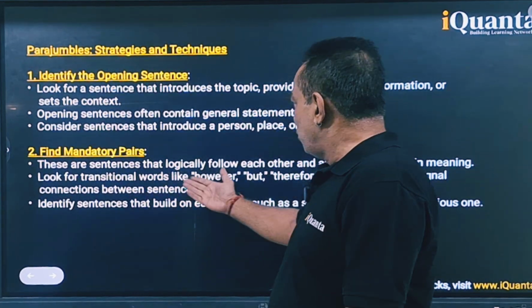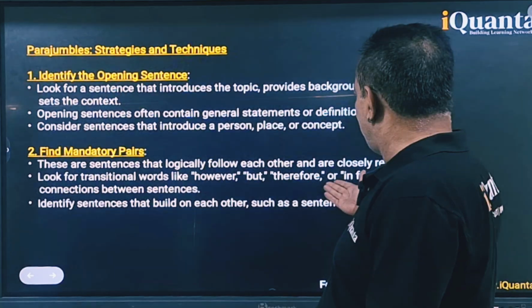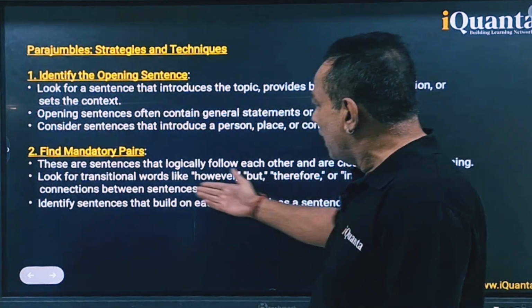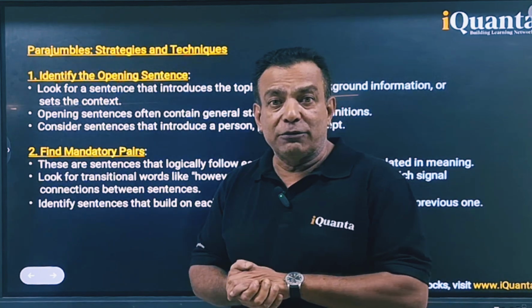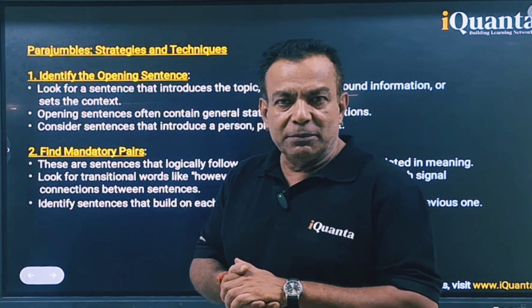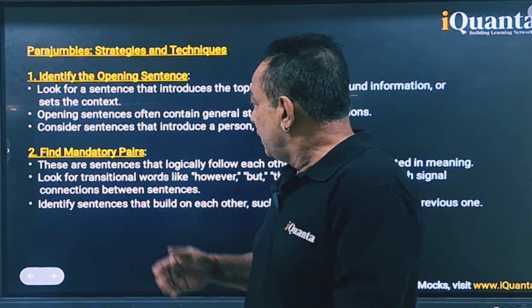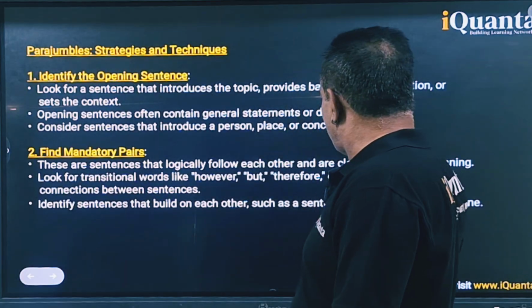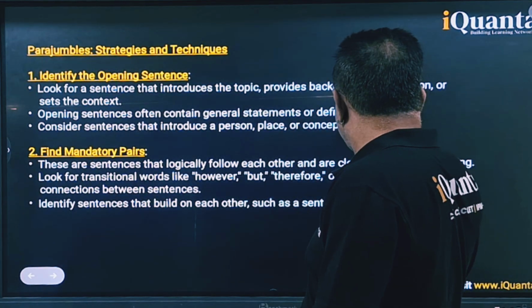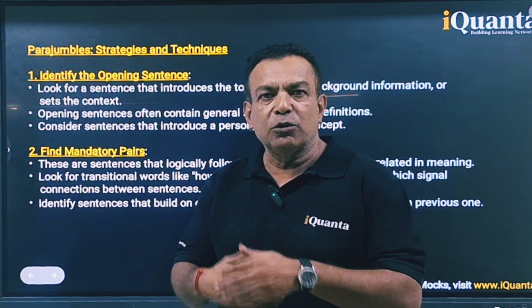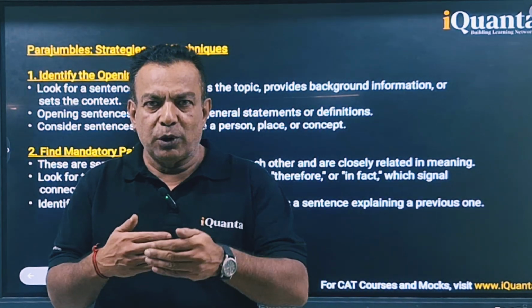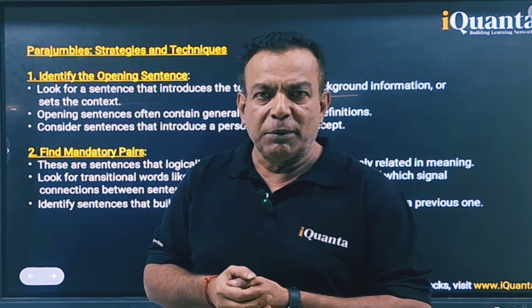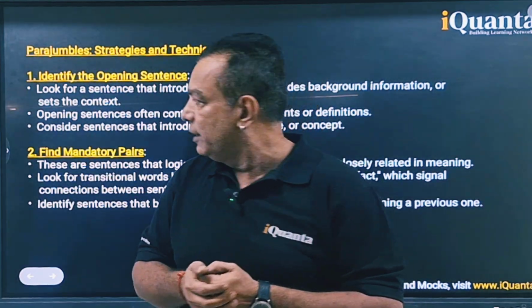Look for transitional words like however, but, therefore, or in fact, which signal connections between these sentences. So these are the words that you have to look for, and if you find them, obviously you can find the link. Identify sentences that build on each other, such as sentences explaining a previous one. So it could be a cause and effect kind of a thing, one thing leading to another, and those sentences have to be put together in order to explain it.